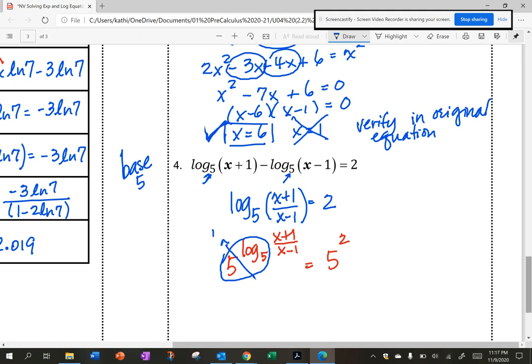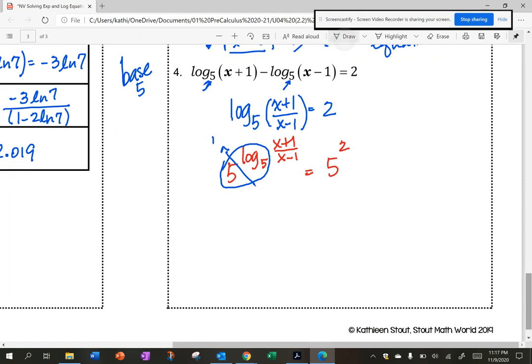So I'm left with, on the left side, x plus 1 divided by x minus 1. And 5 squared is 25. So now I'm going to cross multiply. So I'm distributing 25 over x and negative 1. So this is x plus 1 equals 25x minus 25.